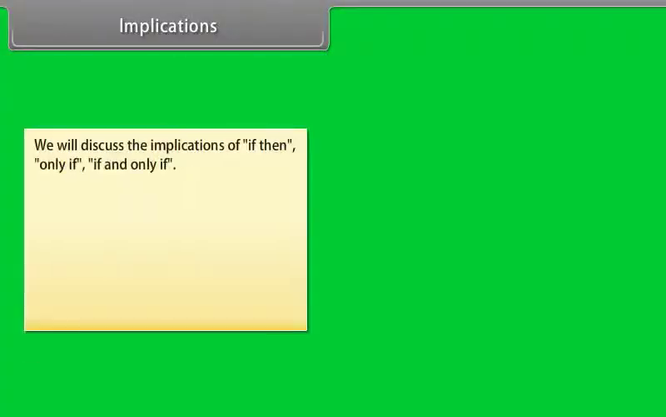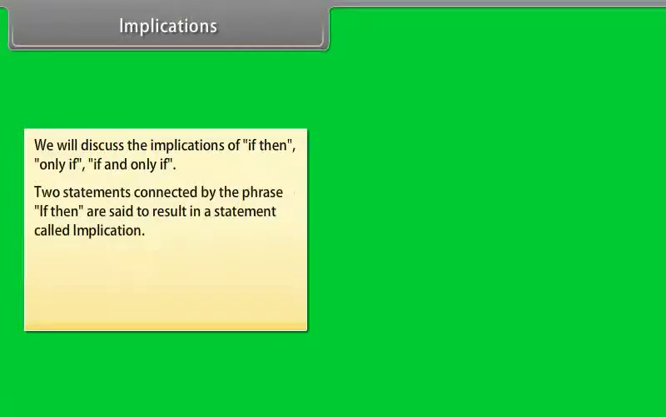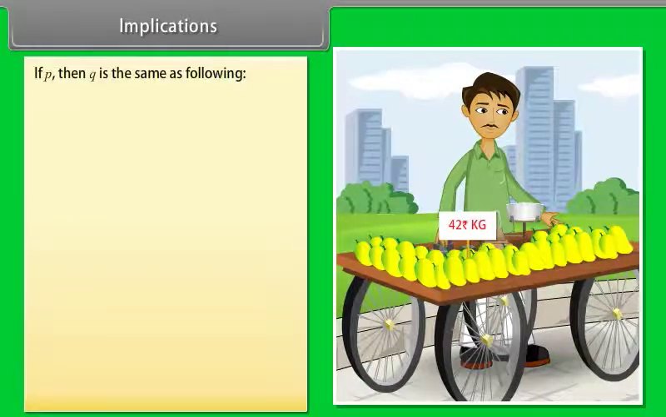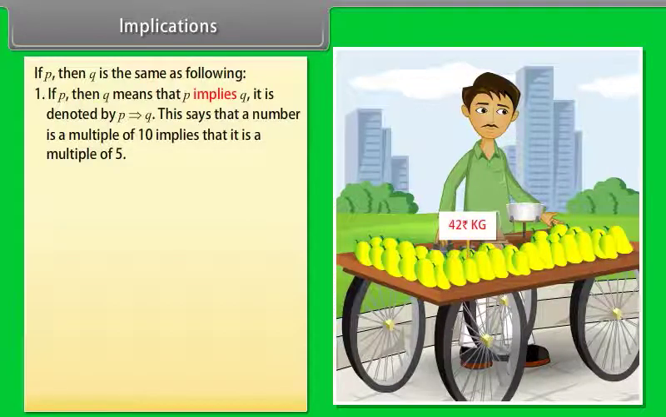Implications. We will discuss the implication "if-then", "only if" and "if and only if". Two statements connected by the phrase "if-then" are said to result in a statement called implication. For example, if more mangoes arrive in the market, their prices will go down. "If P, then Q" is the same as the following. "If P, then Q" means that P implies Q. It is denoted by P ⇒ Q.